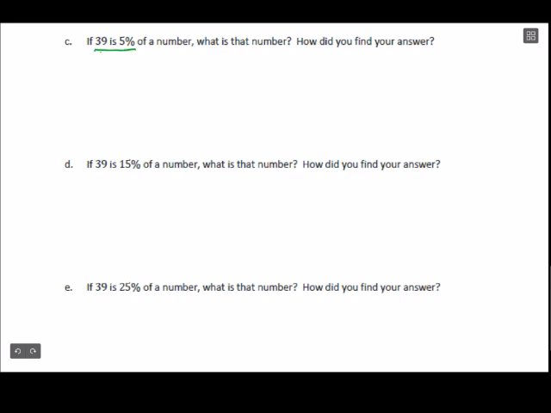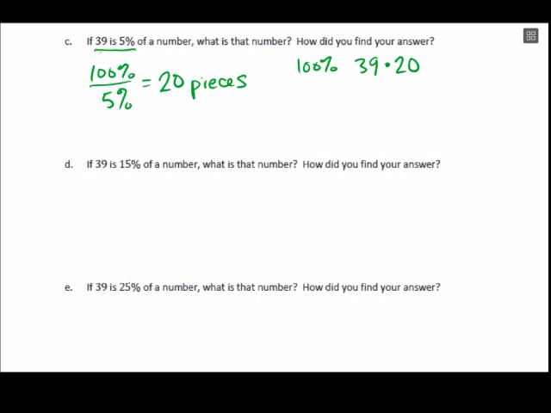Now, if we know 39 is 5% of a number, we take our 100%, divide it by 5%, and that gives us 20 pieces. If you're looking at your reference sheet, you can see that 5% has 20 pieces. So if I want to know 100%, I take 39 times 20, and 39 times 20 is 780.